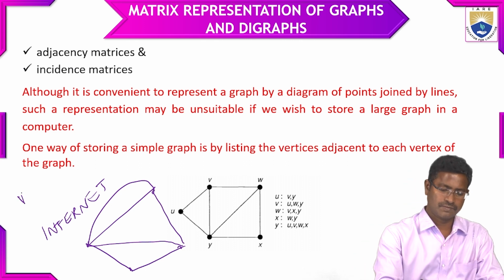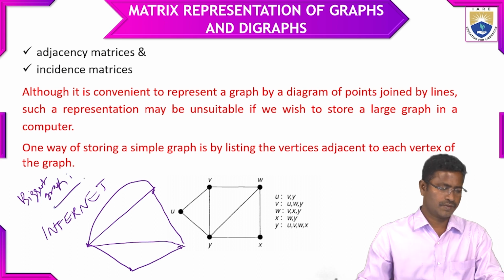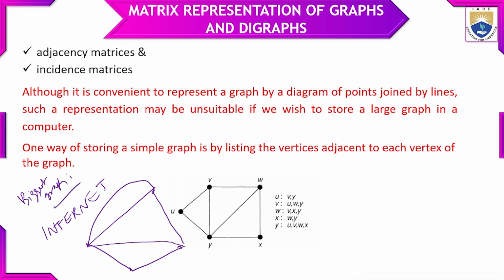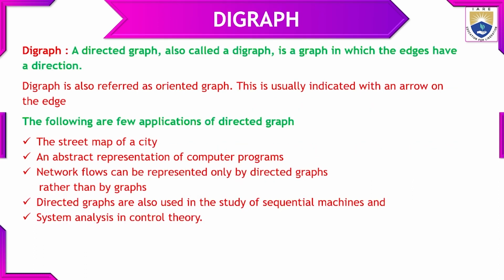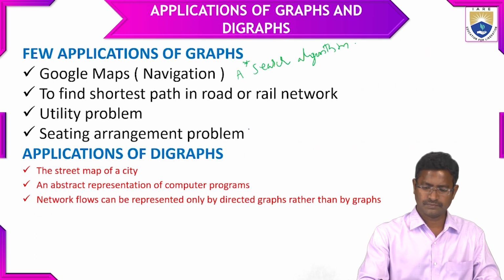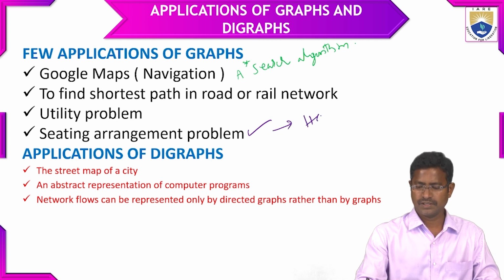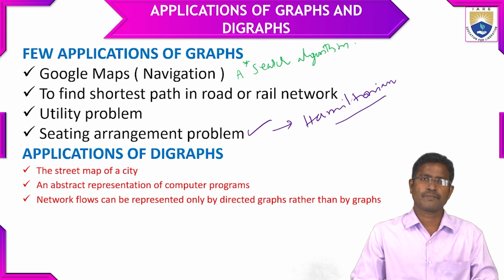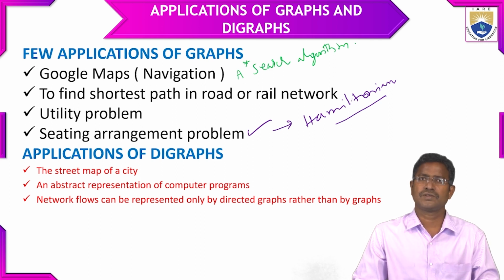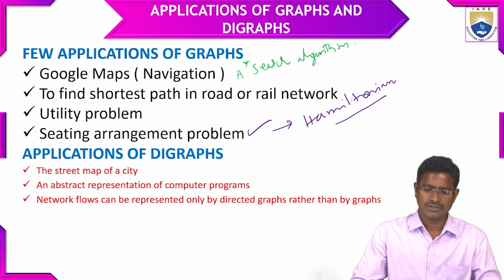So the biggest graph is the internet. You have seen the seating arrangement earlier, right? Hamiltonian has given an algorithm to understand the seating problem. Just now we discussed how to reserve a ticket in a given slot for a given picture in a specific theater, right?